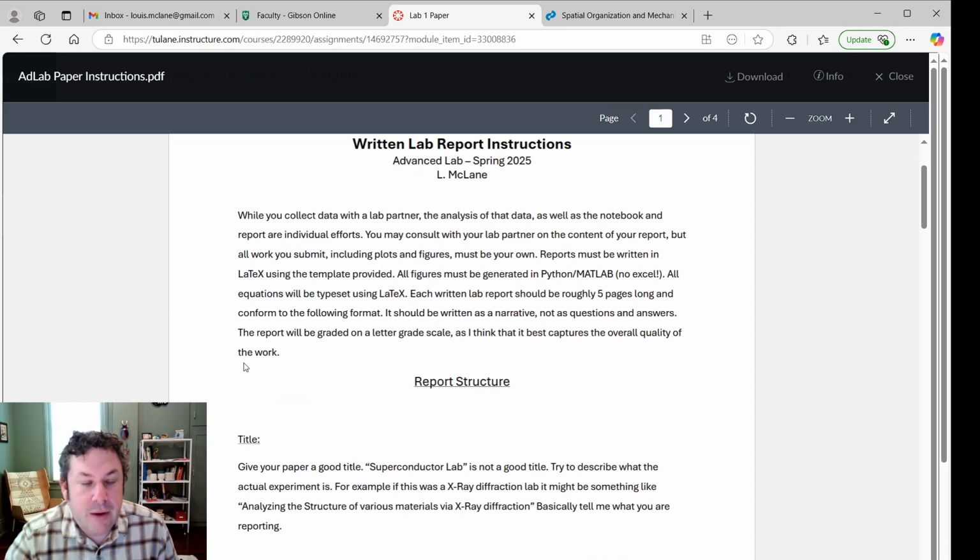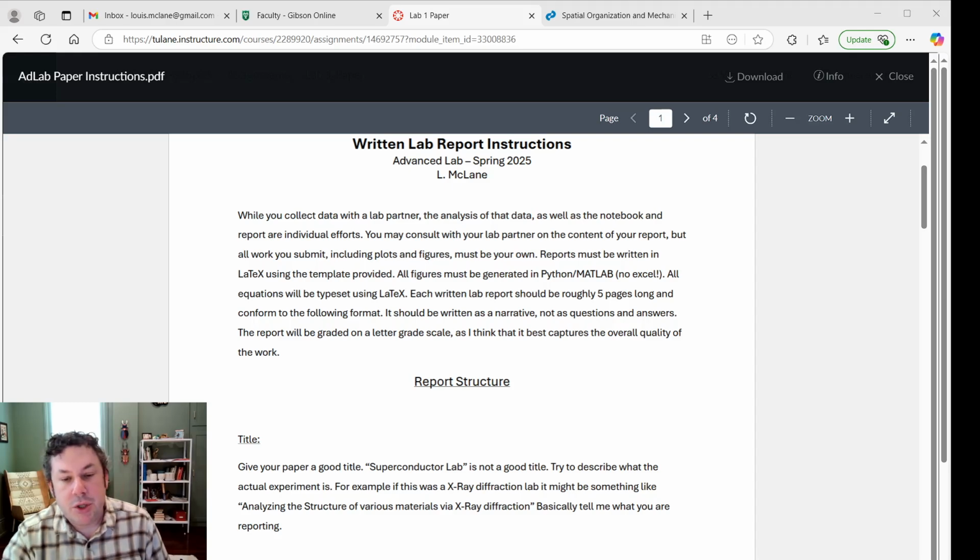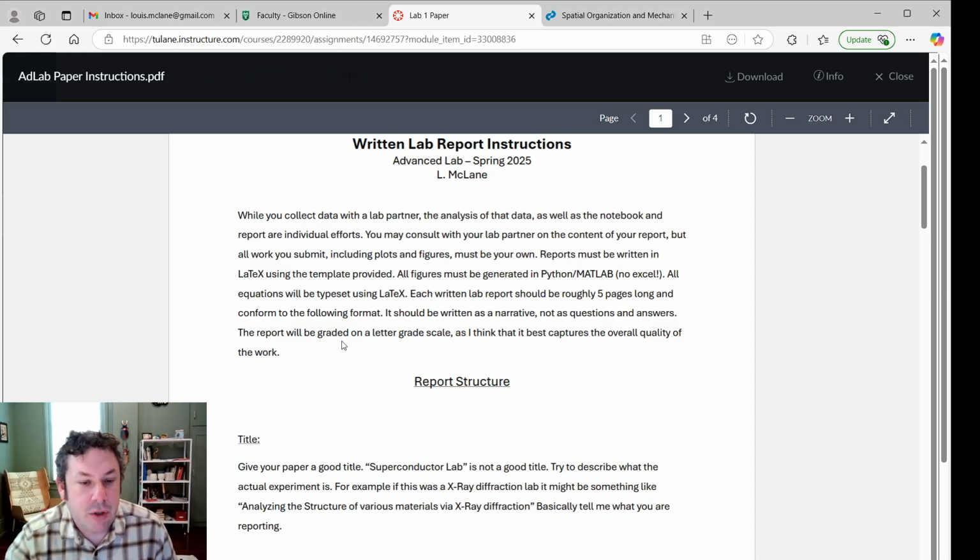This talks about creating the paper. It's going to have to be in LaTeX. And the figures will also be from Python and MATLAB. You can't use Excel figures. This is kind of the standard. If you were doing a presentation at a conference, you wouldn't show people Excel. So I'm getting you guys used to being professional about it.